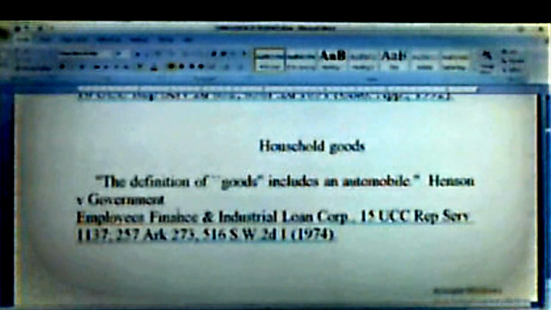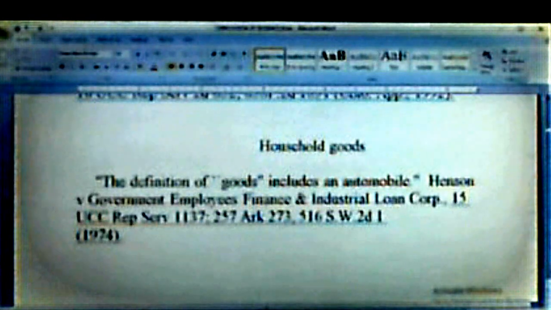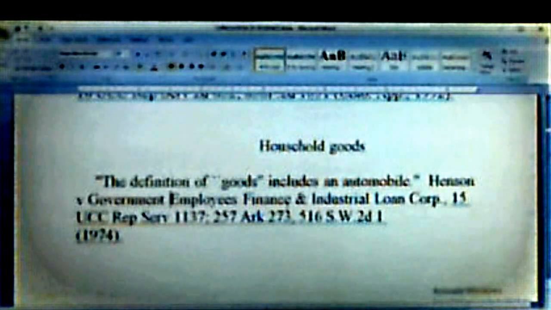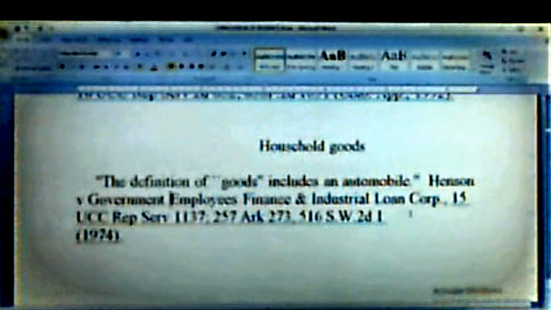It says the classification of goods, again under UCC 9-109, is a question of fact. Well, what's the fact that they're questioning? The fact they're questioning is, do you use it commercially, or do you use it for your own personal family, in which case then it becomes consumer goods. Household goods are consumer goods, guys. And it says the definition of goods includes an automobile. Henson versus Government Employees Finance and Industrial Loan Corp. There's your proof right there.